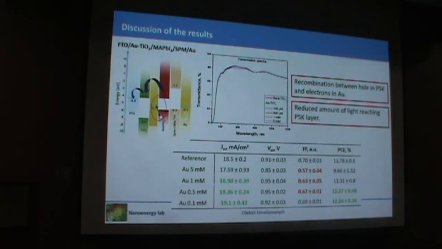And as for why the current at high concentration of gold has decreased, because we expected the increase of the current regardless of the concentration, the problem was that such a high concentration of the gold nanoparticles actually reduces the transmission spectrum of the titanium dioxide film plus gold nanoparticles, and that leads to a lower amount of light reaching the perovskite. So lower amount of light, lower the current.